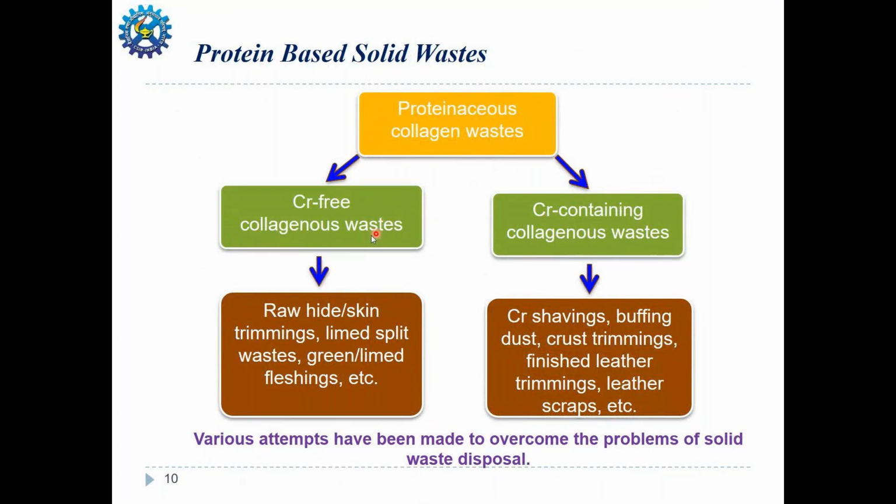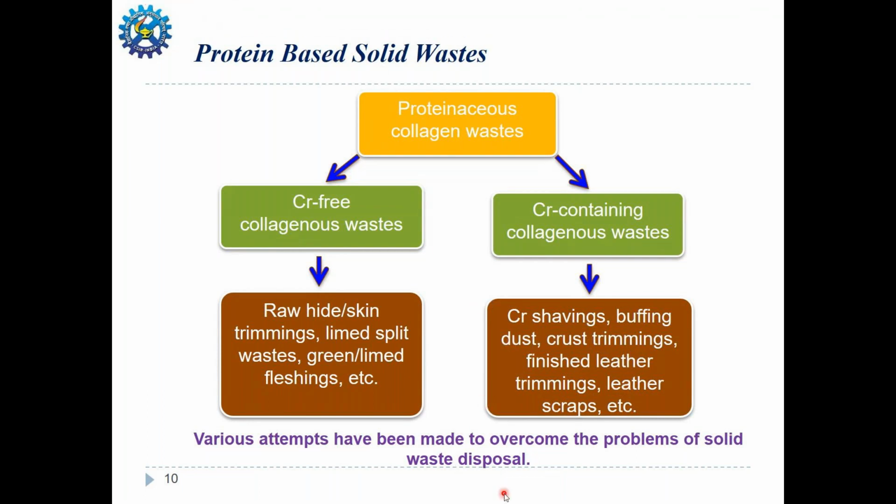One contains chromium, and the other is without any chromium. The chromium is normally used to make leather, which makes the protein stabilized and without any degradation. During processing, you generate both kinds of waste, with chromium and without chromium. And these are the terms they use: trimmings, split waste, fleshings, buffing dust, and leather scraps. These are the names of those wastes.